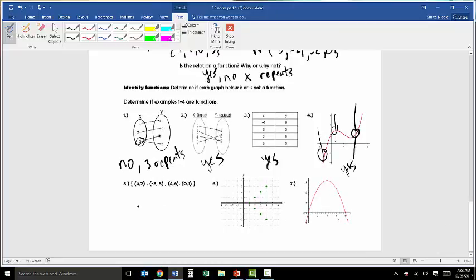Number 5 is definitely no, because 4 repeats. Number 6, try the vertical line test. Okay, that touched once. Let me draw another vertical line. Oh, touched twice, it fails. So that's a no. Number 7, draw some vertical lines here. Touched each of those one time, so yes, we don't have any double crossing.